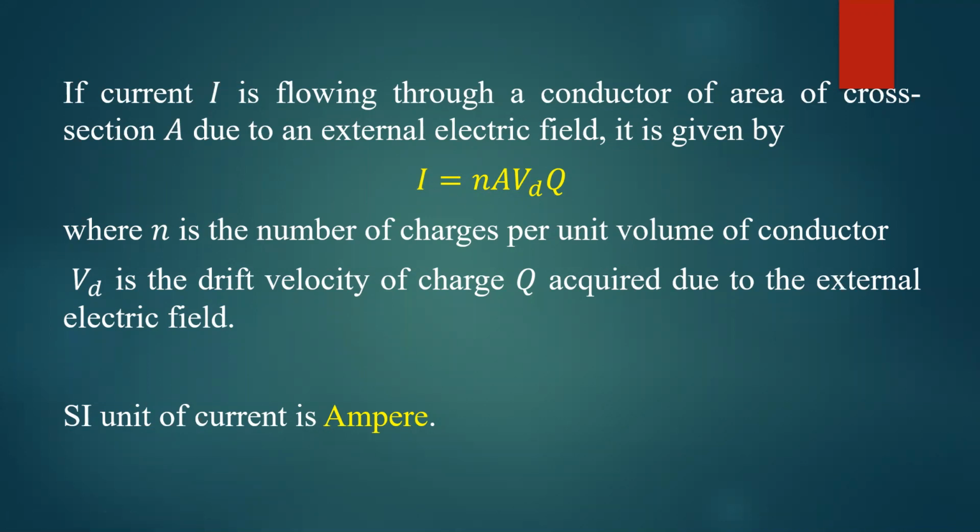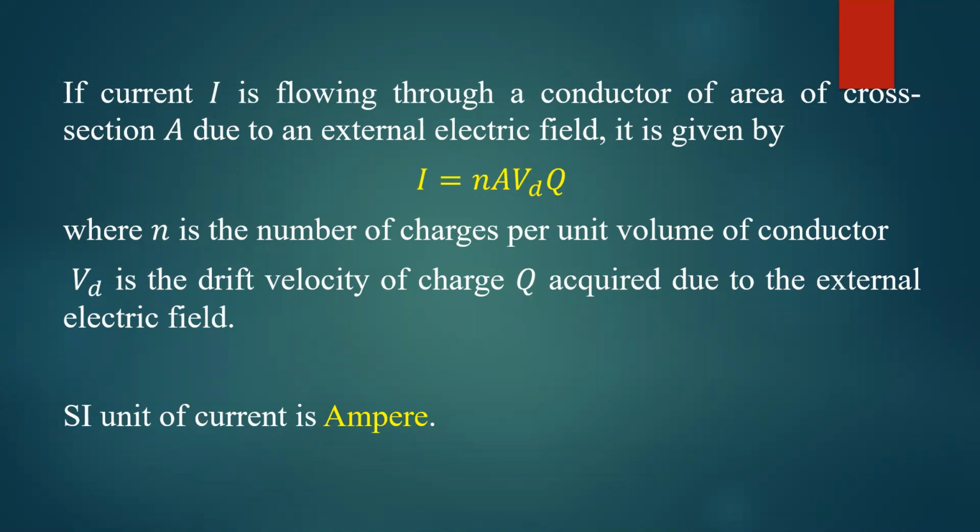Okay, remember this too. I think you have derived this expression in second PU level. The expression for current in a conductor, that expression was derived by you. So just recall, the expression for current in a conductor is given by I equal to nAVd into Q. That is one of the expressions for current. What is the SI unit of current?